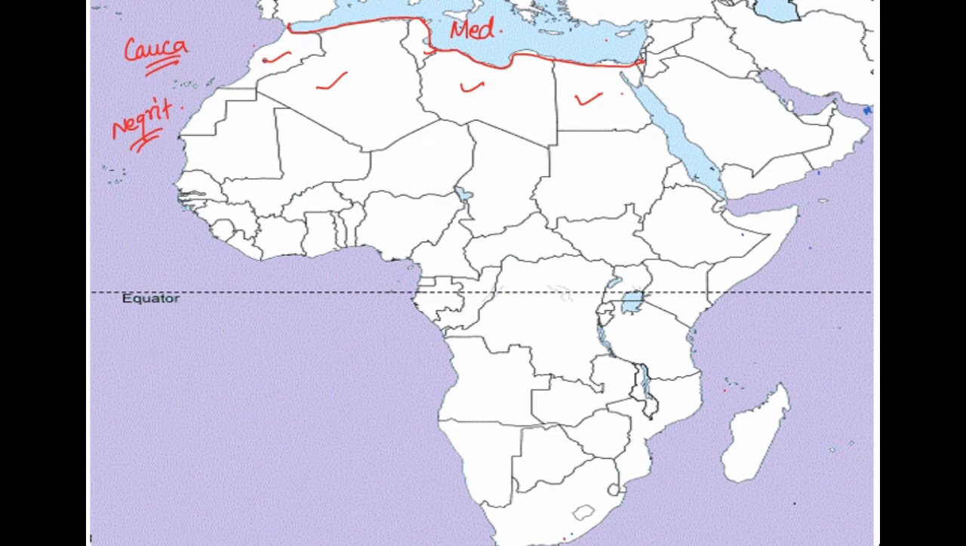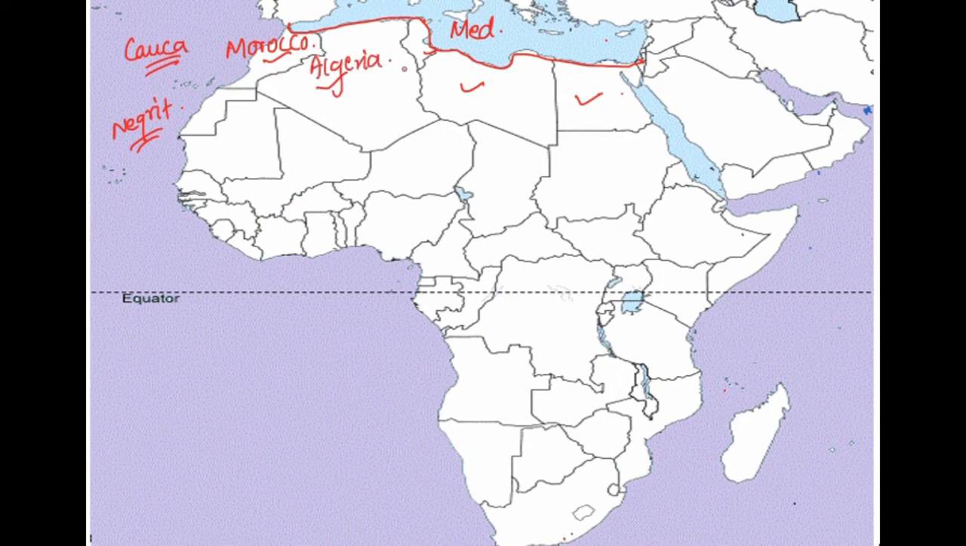Another important fact here is that these countries are Islamic countries and they identify more with the Arabic culture rather than the African culture, as is prevalent in the rest of Africa. So if we try to name each country from west to east, we have Morocco. Morocco was a French colony. East of Morocco we have Algeria.